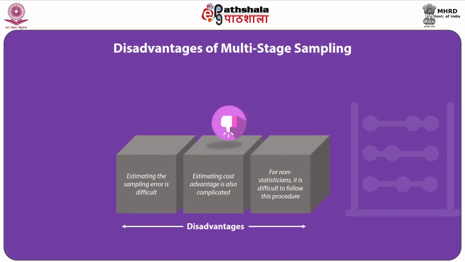Disadvantages: the procedure of estimating the sampling error is difficult because prior information about the sample frame and size is not known. Likewise, estimating cost advantage is also complicated as it needs advanced information about the sample area, sample characteristics and how to reach a sample, etc. For non-statisticians, it is difficult to follow this procedure as one needs to estimate the sample size, sampling, standard errors, etc., which are too technical for social science researchers.